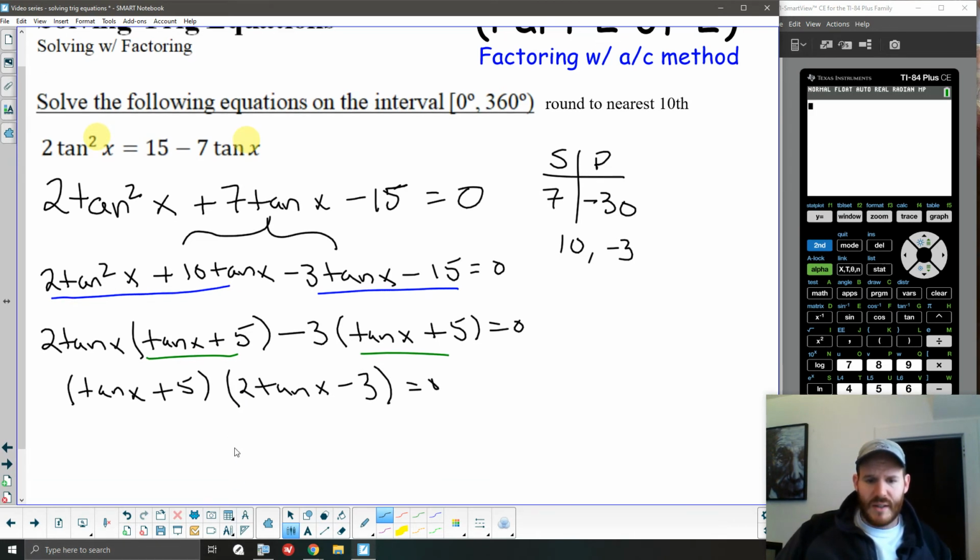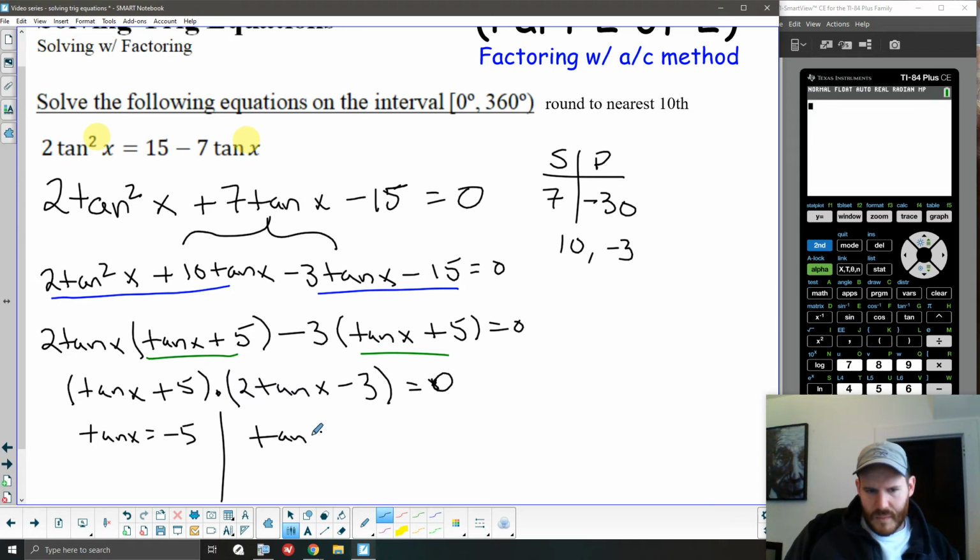Once we've gotten it to here, I'm going to clean this 0 up, but once we've gotten it to here, we can basically use the zero product property. One of these two factors has to be 0 for this to equal 0. So either tan x is equal to negative 5, or tan x is equal to 3/2.